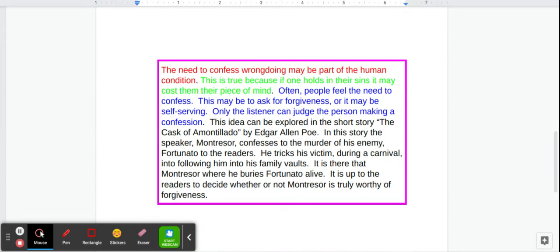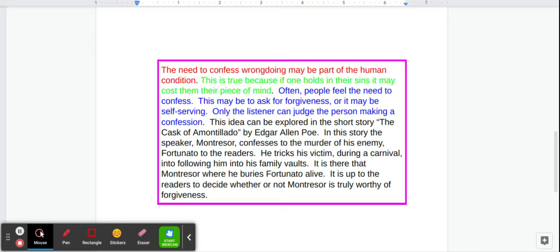Now, this is a paragraph that I wrote following that model. Everything's color coded. I'm using The Cask of Amontillado, which most of you read last year in grade 9. One of the themes that I identify in that is the need to confess. So my general sentence is, the need to confess wrongdoing may be part of the human condition, right? That's a nice general sentence. It refers to all humans.